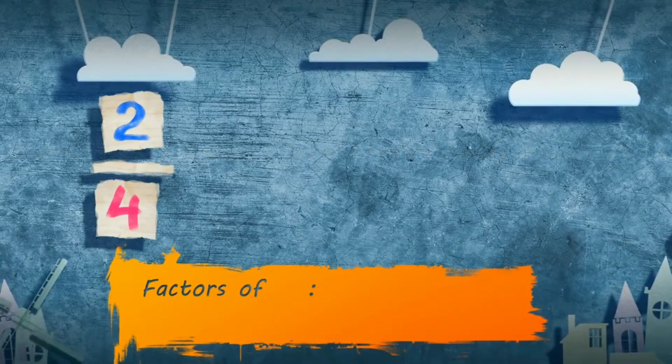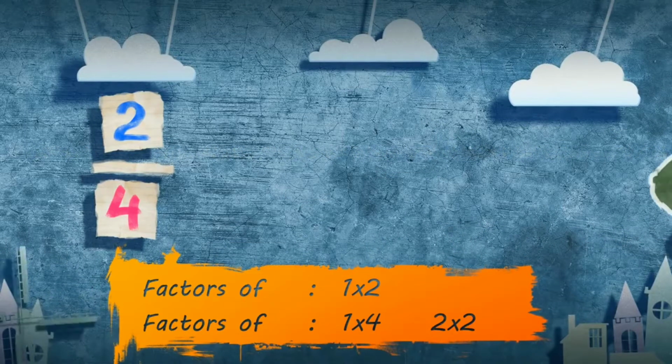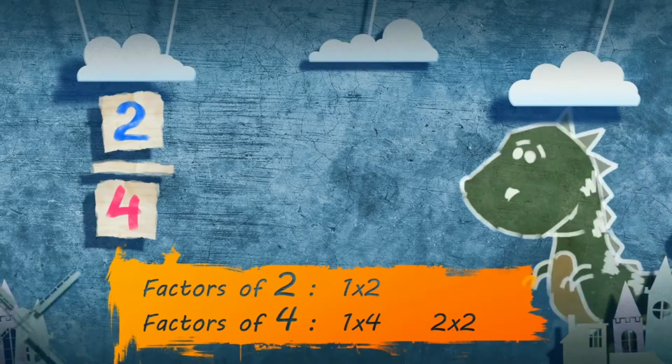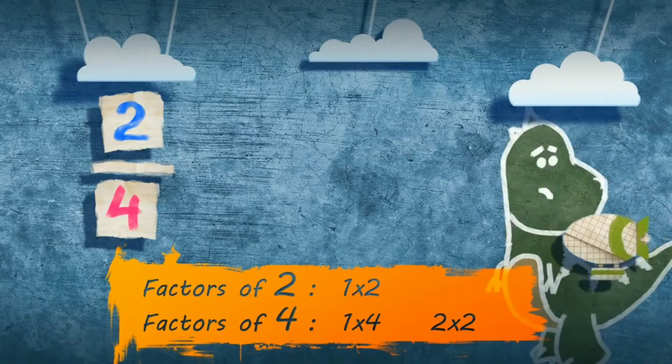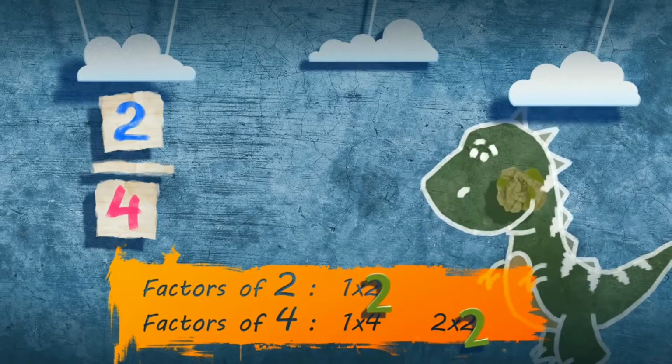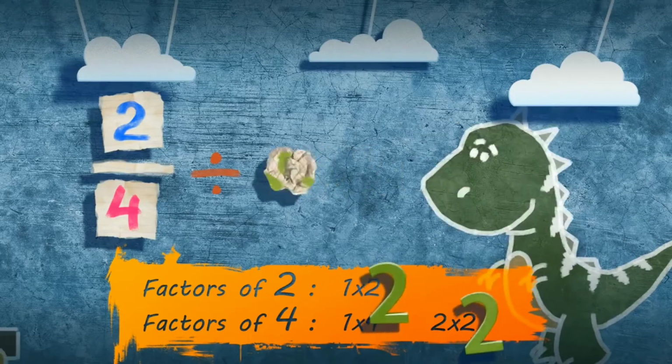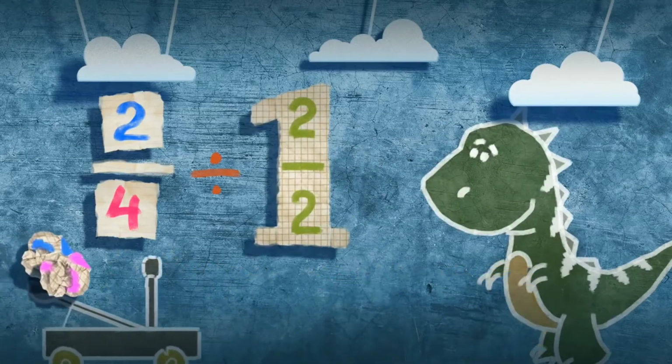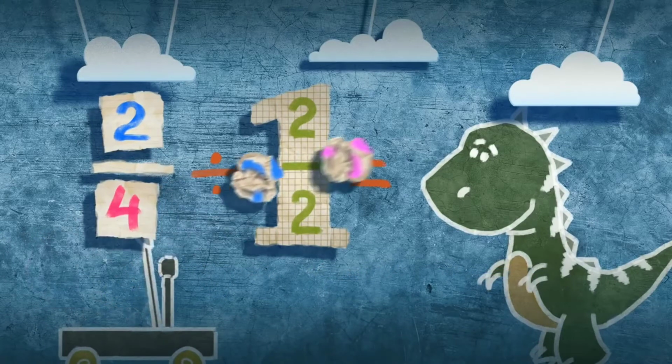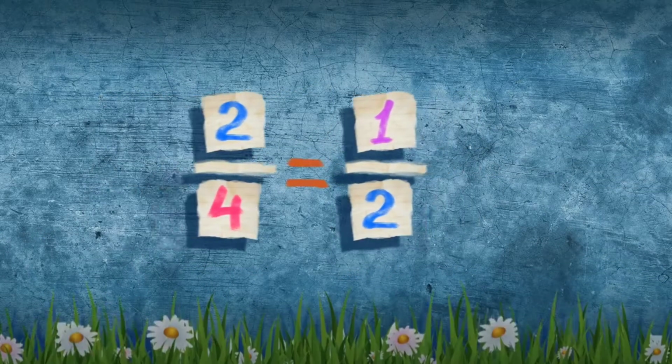write out all the factors of 2 and 4. The greatest common factor is 2, so divide them both by 2. 2/4 equals 1/2, and here's what we do.